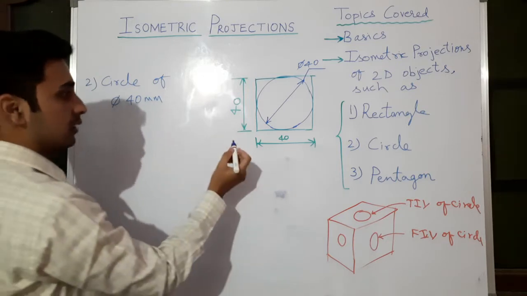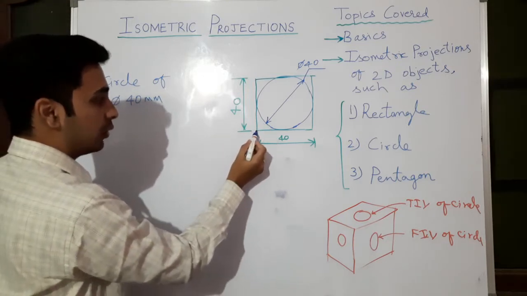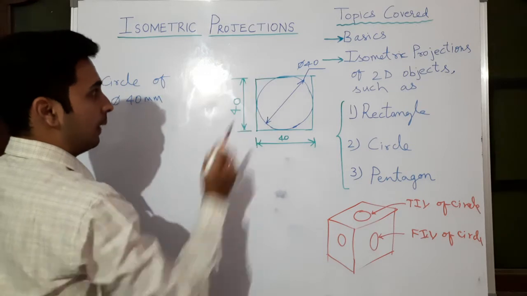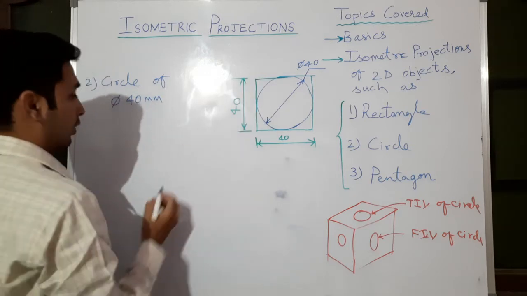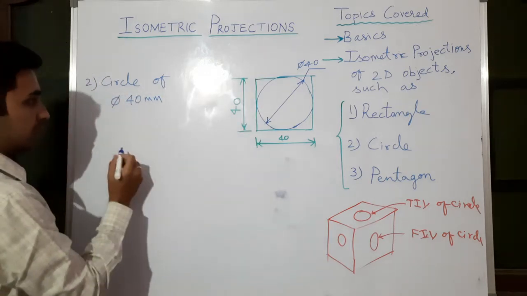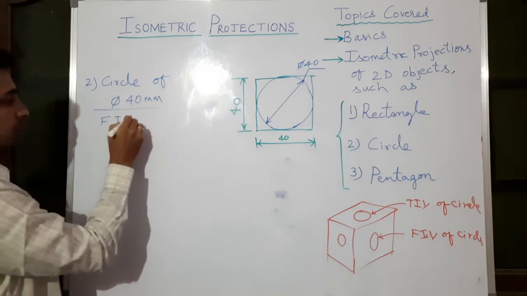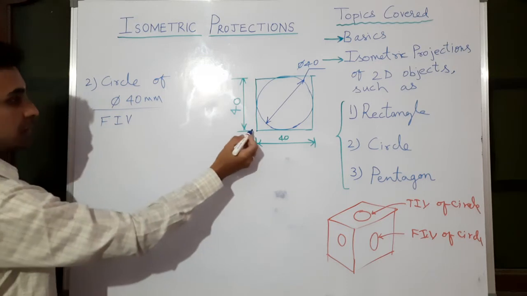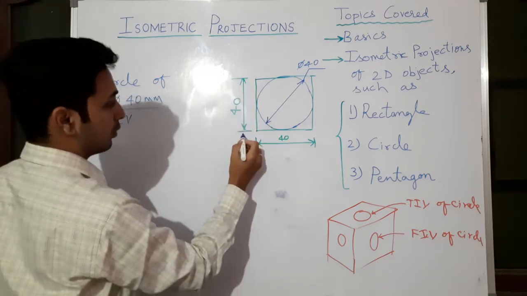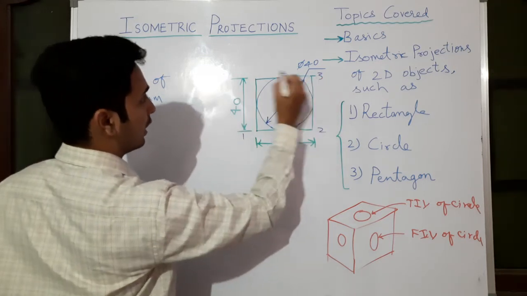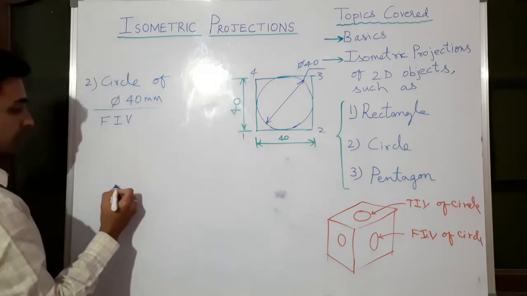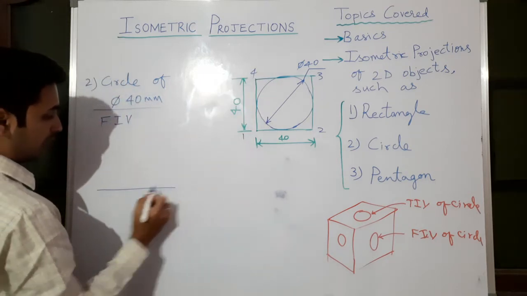Now first, before drawing this circle, we need to draw the rectangle box in top and front isometric view. First we will start with the front isometric view. Okay, let us see. I am starting with this. Let us imagine this 1 2 3 4 front isometric view. Let us take one horizontal line.